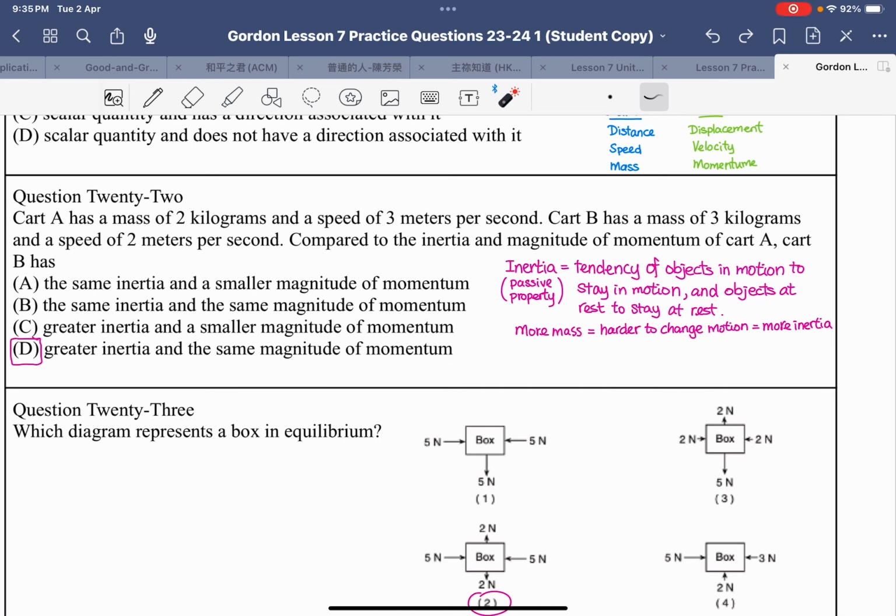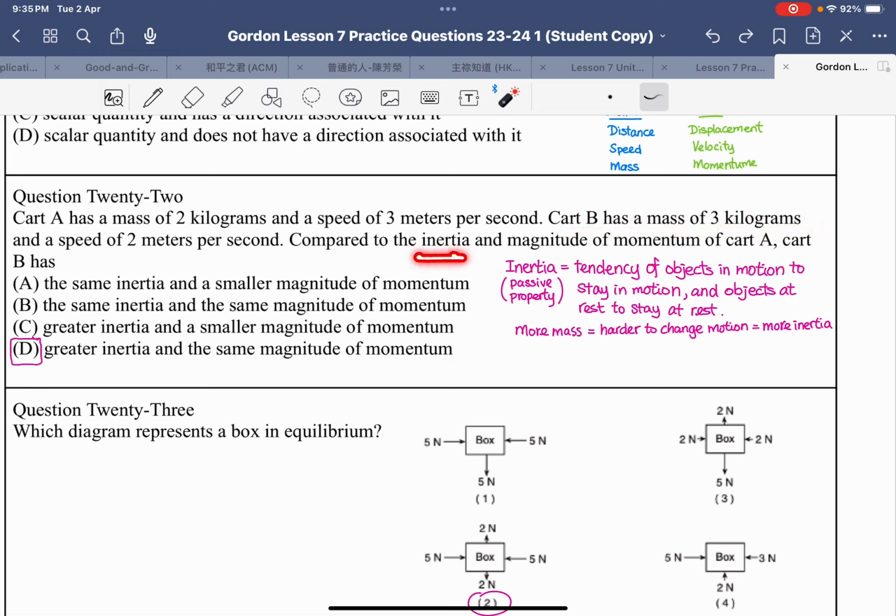A cart has a mass of 2 kilograms and a speed of 3 meters per second, whereas this one has 3 kilograms of mass and a speed of 2 meters per second. Compare the inertia and magnitude of momentum of these two.